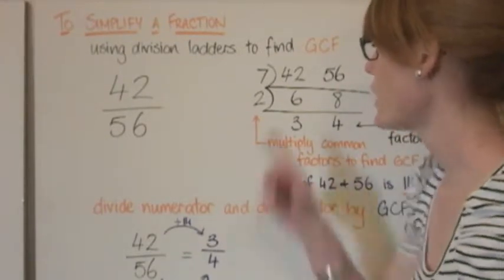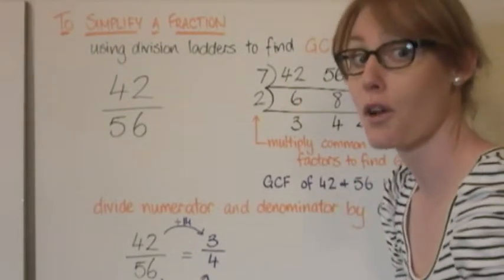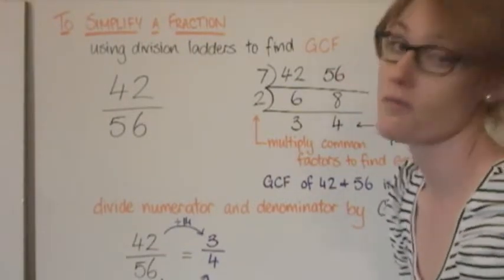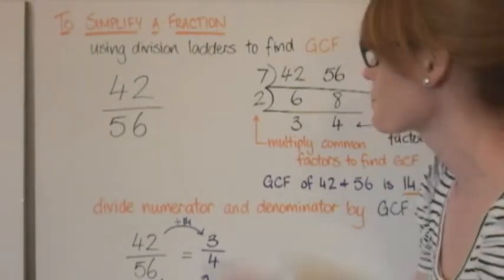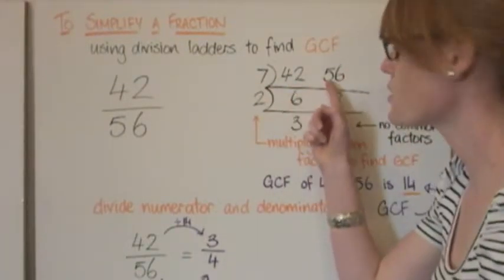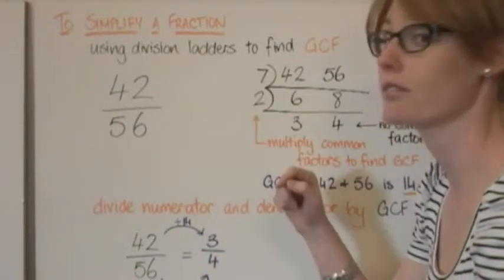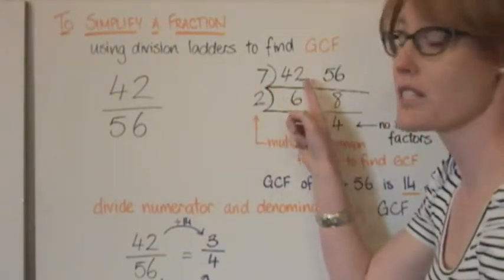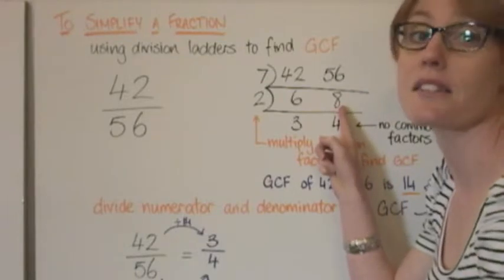Now, automatically I look at these two numbers, and because I know my facts, I recognize that they are both multiples of 7. So 7 must be a common factor. So I list 7 out the side, and then I divide 42 and 56 by 7. 42 divided by 7 is 6. 56 divided by 7 is 8.